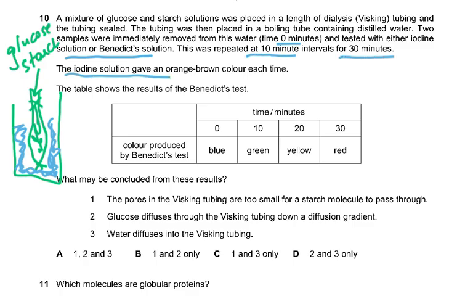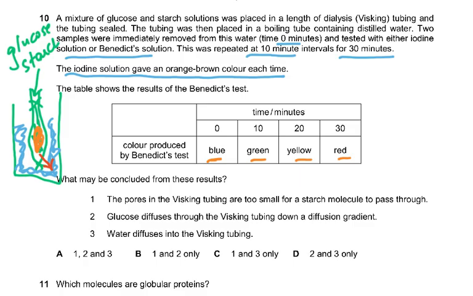The iodine solution gave an orange-brown color each time. So that shows that the starch could not come out of it. The starch remained inside and could not come out of the dialysis tubing, as it was a large molecule. The table shows the Benedict's test. You see the glucose would have come out and that would have given a positive. So that's why it was blue in the beginning, then became green, yellow, and red, because more and more glucose diffused out into the water.